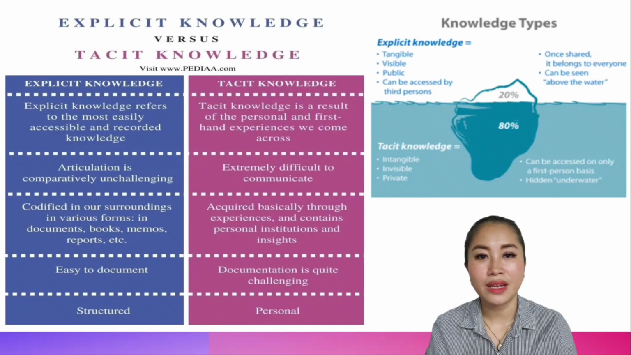So that is the main reason why you can see on the screen that the 20% can be seen above the water. So the things hidden underwater, not literally, are your tacit knowledge. So it is intangible, invisible, private, and can be accessed only on a first personal basis. I hope that you have learned something about explicit and implicit knowledge.